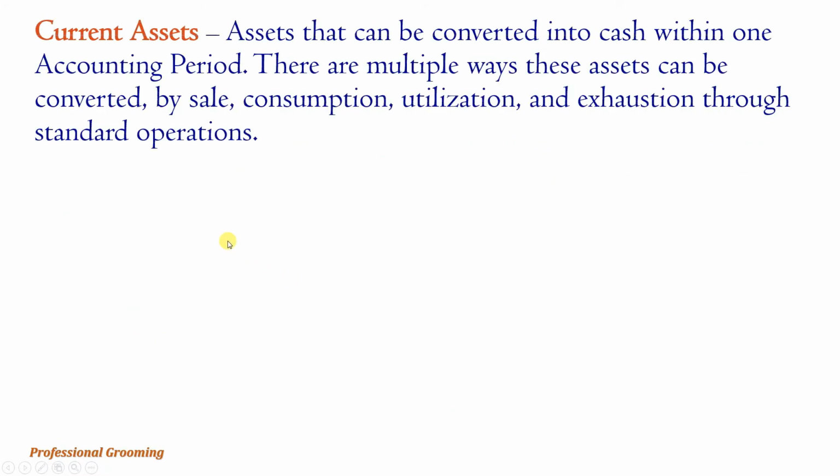Let's discuss now current assets. Current assets can be converted into cash within one accounting period. There are multiple ways these assets can be converted: by sale, you can sell that asset and convert it into cash, or you can consume and utilize it, and exhaust it through standard operations.